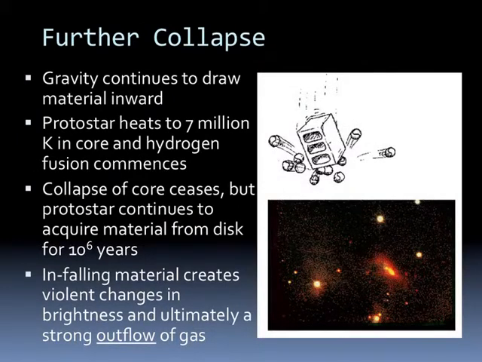Gravity continues to draw the material inward. Eventually, protostars heat up to about 7 million degrees Kelvin in the core, and between 7 and 10 million degrees, hydrogen fusion commences. At that point, the collapse of the core ceases, but the protostar continues to acquire material from the disk for about another 1 million years. The infalling material creates violent changes in brightness and ultimately a strong outflow of gas.